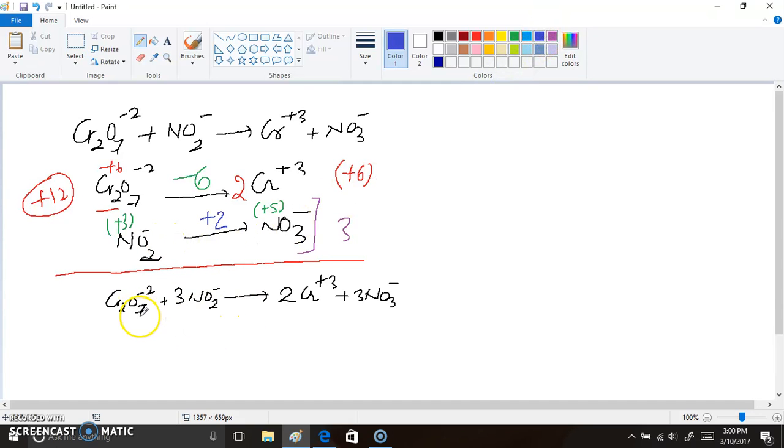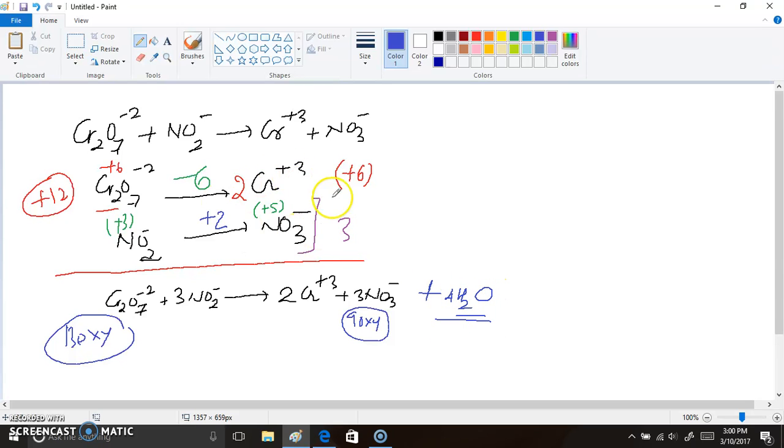How many oxygens are on this side? 7 here. 3 times 2 is 6, 6 plus 7 is 13. So on this side there are 13 oxygens. And on this side 3 times 3 is 9 oxygens. So what do we have to do? 9 and 13. So on this side you need 4 oxygens. So add 4 water here.